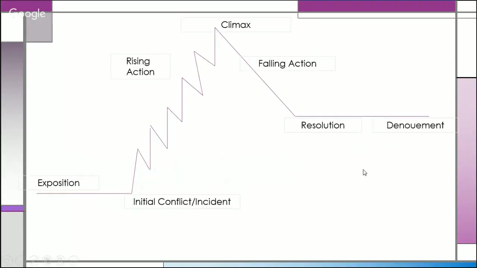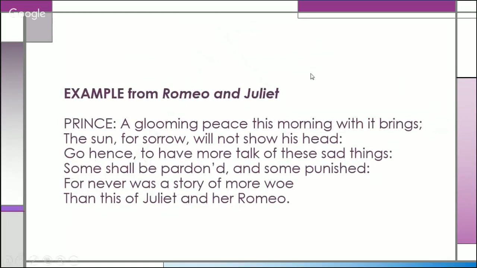Again, there's denouement on our plot diagram. In Romeo and Juliet, these are the prince's last words of the play. And there's a couple of things he kind of tells us here, and one that's particularly important. He says, some shall be pardoned and some punished. So not everybody got the same thing out of here. Some are pardoned, some are absolved of their wrongdoing, and some will be punished. But in the end, this story is one of the saddest of all times, that of Juliet and her Romeo. And this sort of wraps things up at the end of the story.